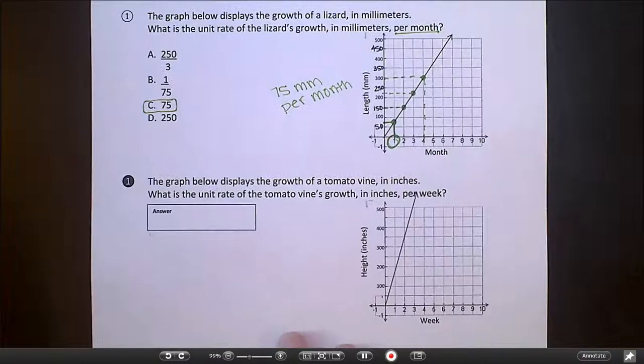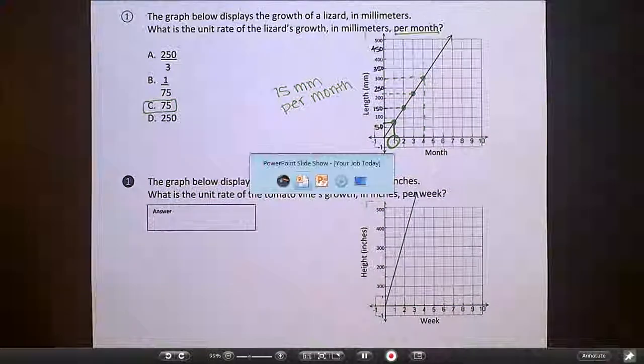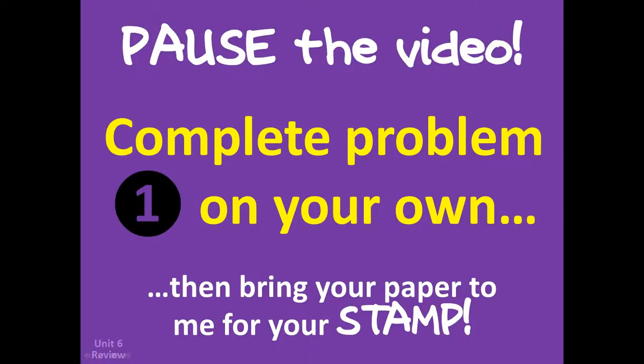So the next question is what you're going to do on your own, and there are no answer choices for this one. So I need for you to write your answer in the box. Make sure that you prove your answer on the graph, kind of like I proved my answer here. I showed my thinking, and I'd like to see your thinking as well. So please complete the shaded problem 1 on your own, then bring your paper to me for a stamp before you unpause the video and continue to number 2. So please pause the video now.